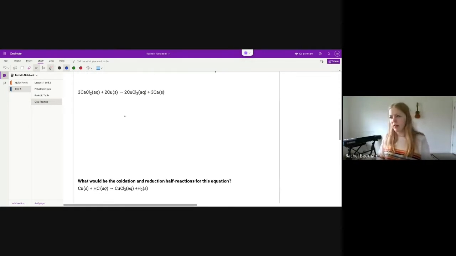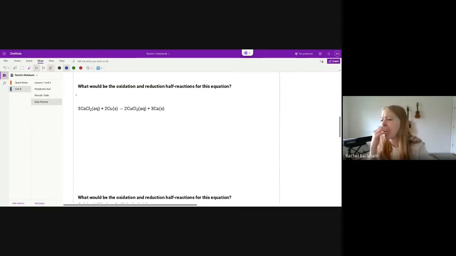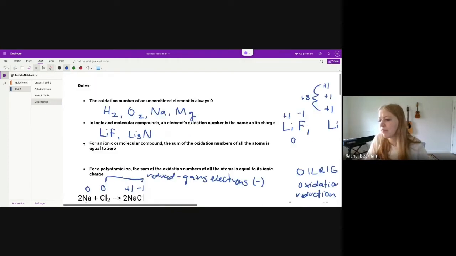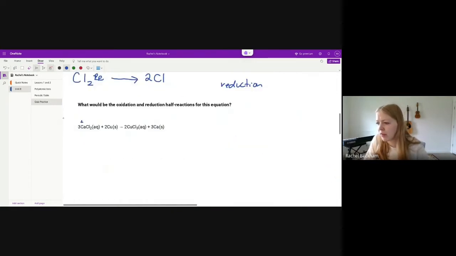Okay, so now let's practice again here. What would be the oxidation and reduction half reactions for this equation? The first thing we need to do is identify the oxidation numbers. So CaCl2, we're going to pick that up from the periodic table. We're going to find Ca, and we're going to find Cl. So Cl has a -1 charge, and Ca has a +2 charge. So I'm going to write those down over here. Ca is +2 and Cl is -1.